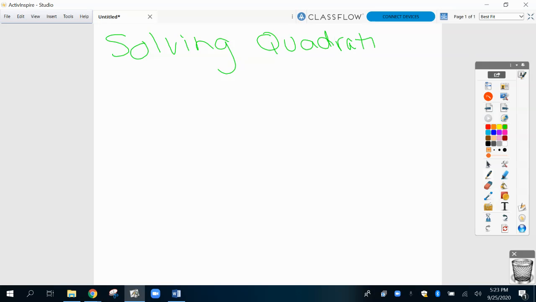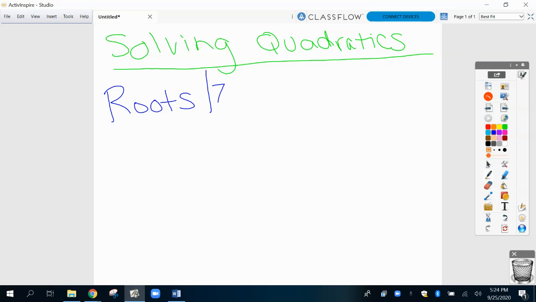We already know that a quadratic is something with an exponent of 2 because we've been talking about factoring quadratics. But when we are solving a quadratic, we're now going to talk about how we solve an equation that has an exponent of 2 in it. The first way that we're going to talk about solving it is by finding the roots or the zeros. Those words both mean the same thing.